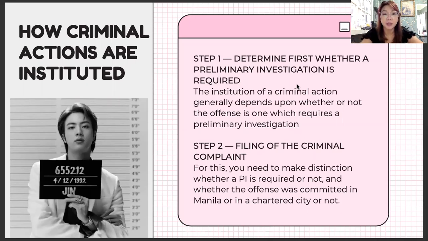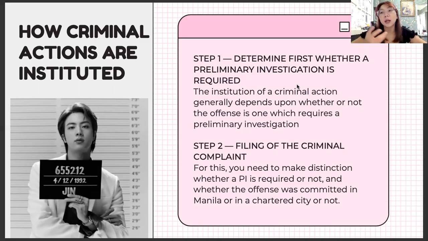So, after determining whether a preliminary investigation is required or not, you can now determine where, before what office, the criminal action should be filed. So step 2 naman daw is filing of the criminal complaint. So for this, you need to make a distinction whether a preliminary investigation is required or not and whether the offense was committed in Manila or in a chartered city or not.